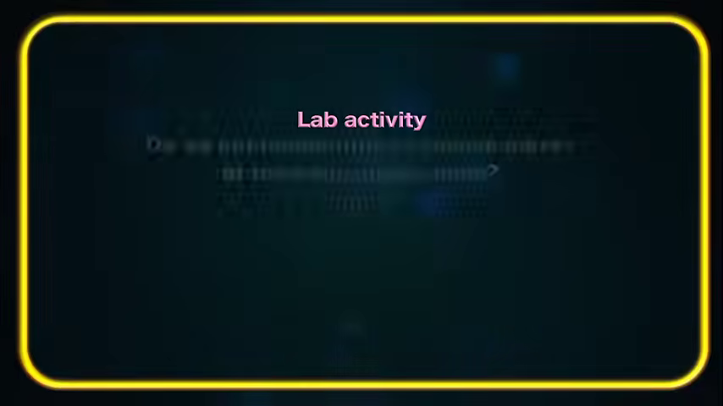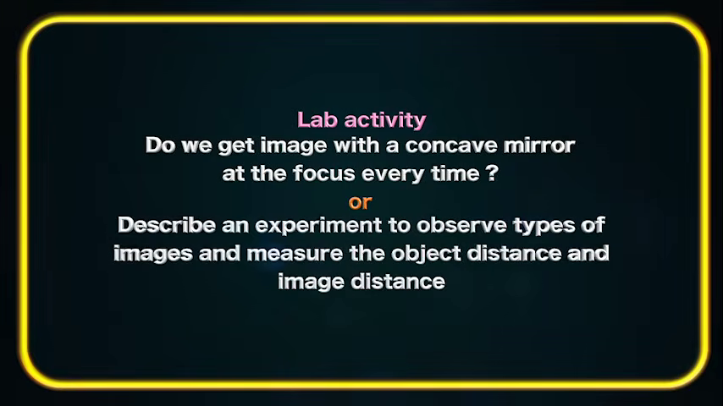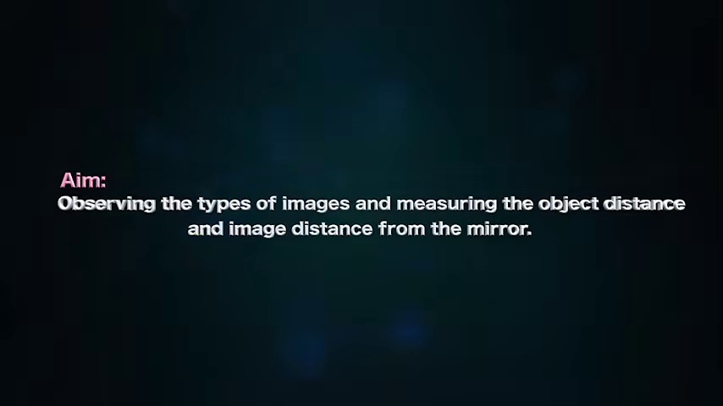Lab activity. Do we get an image with a concave mirror at the focus every time? Or describe an experiment to observe types of images and measure the object distance and image distance. Aim: observing the types of images and measuring the object distance and image distance from the mirror.